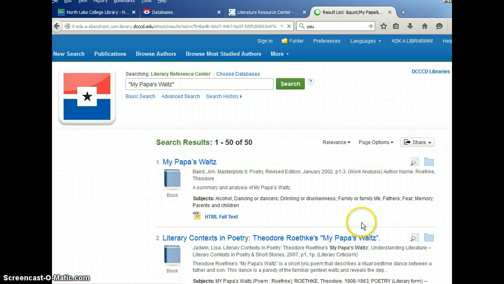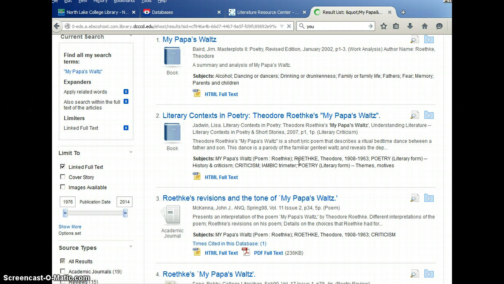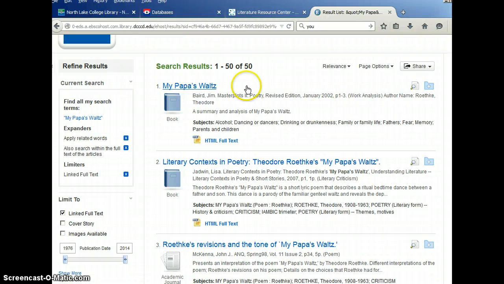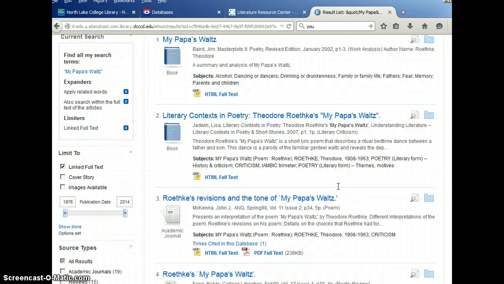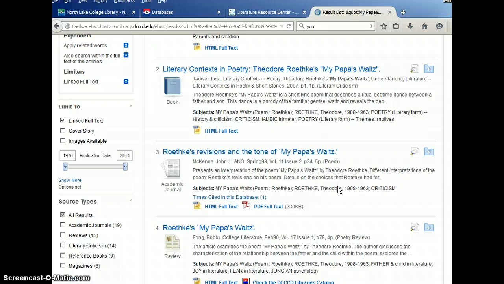So this is one that may be of interest to me, and here's another one that talks about the literary context in poetry. So again, this one may help me to understand the various poetic elements. But looking at the page number, it's only one page, so it may not offer as much detail. So as you start searching, you want to pay attention to how many pages, what type of analysis it is, and what kind of information it will provide. One page may not be enough. You want something that's going to give you more details.